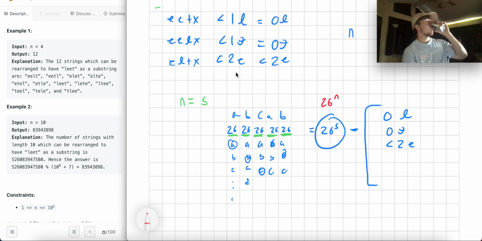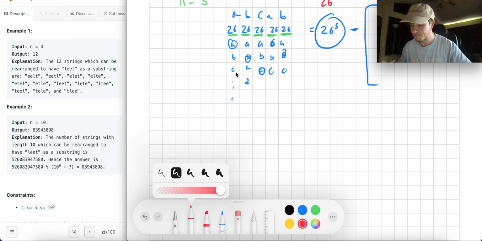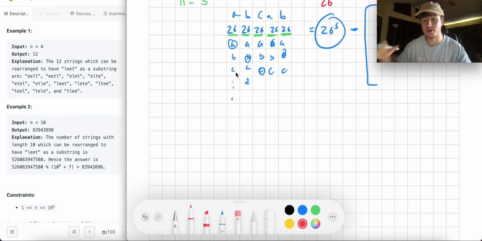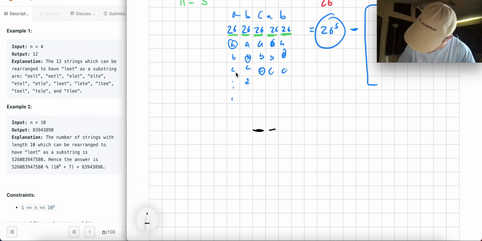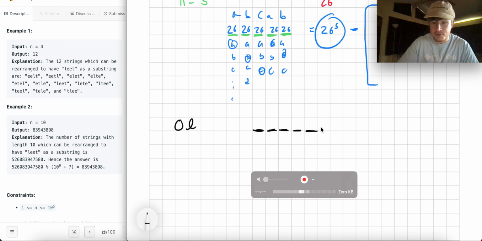Well, let's think about those cases case by case, right? So what would it mean if you didn't have an L? Because we want to subtract out those cases. We want to subtract out the cases where we don't have the character that we need. So, for example, for n equals 5, what would it mean to not have an L? What would it mean to have 0 L's? Well, to have 0 L's, that means that none of the characters can be L.